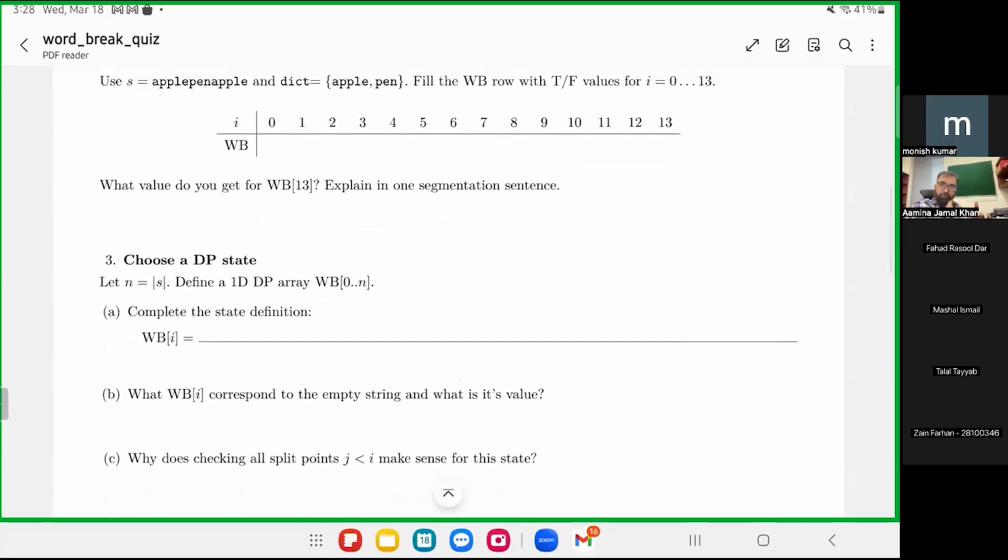So Professor, for question 2, someone asked that you said WB of 13 represents the final answer, but what about the second apple that also completes at the 13th index?